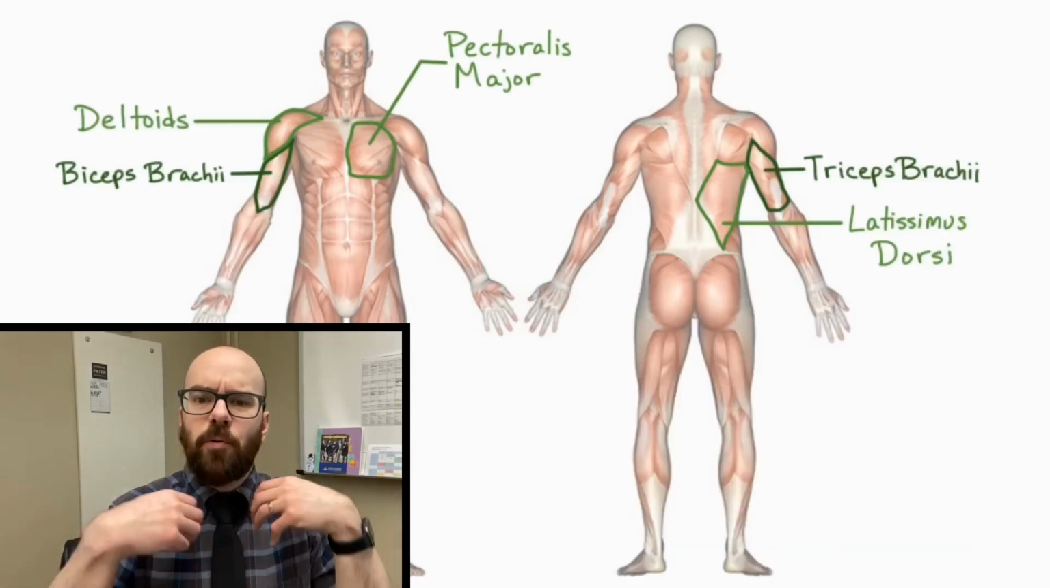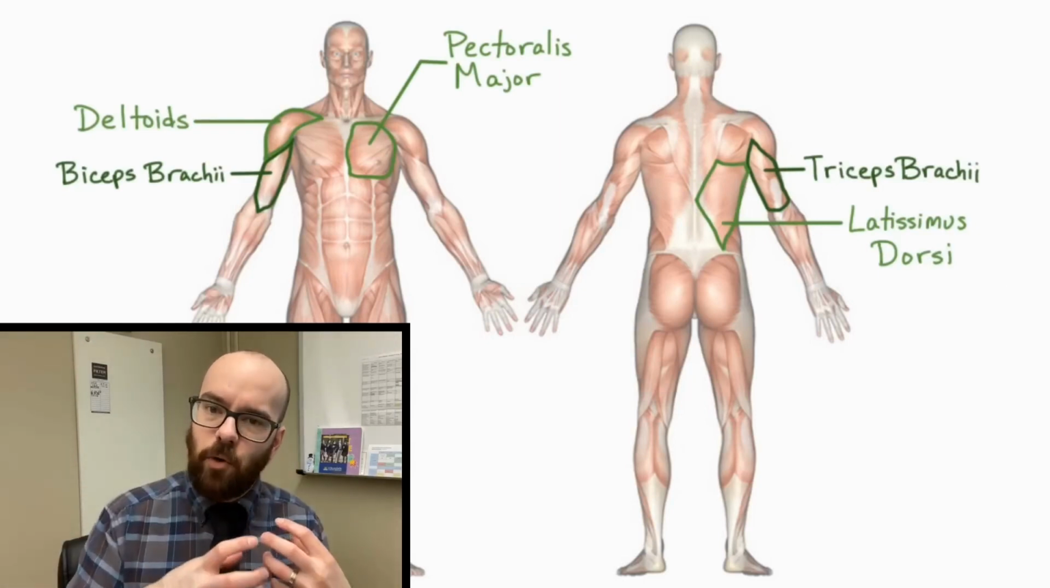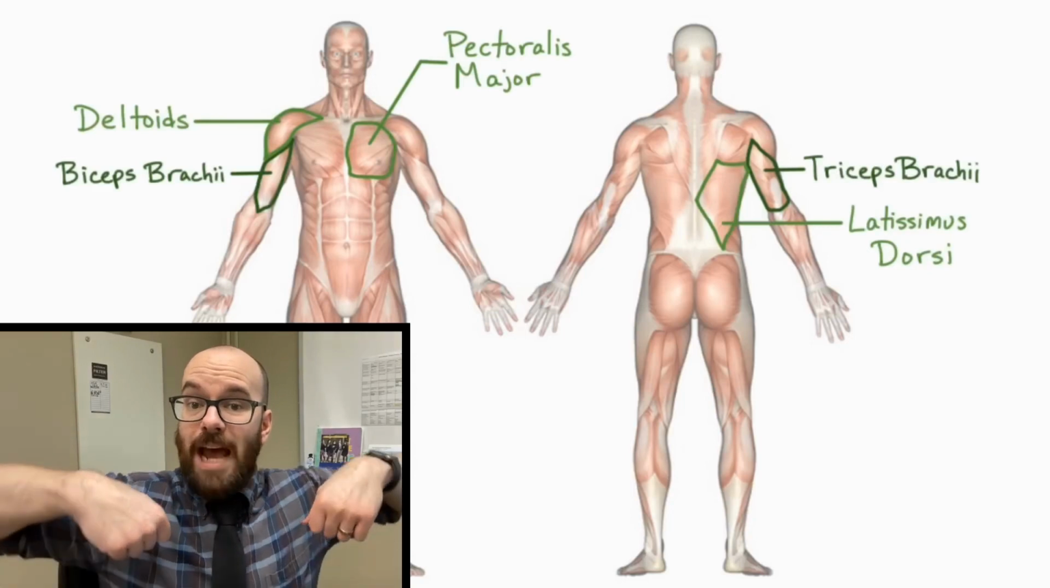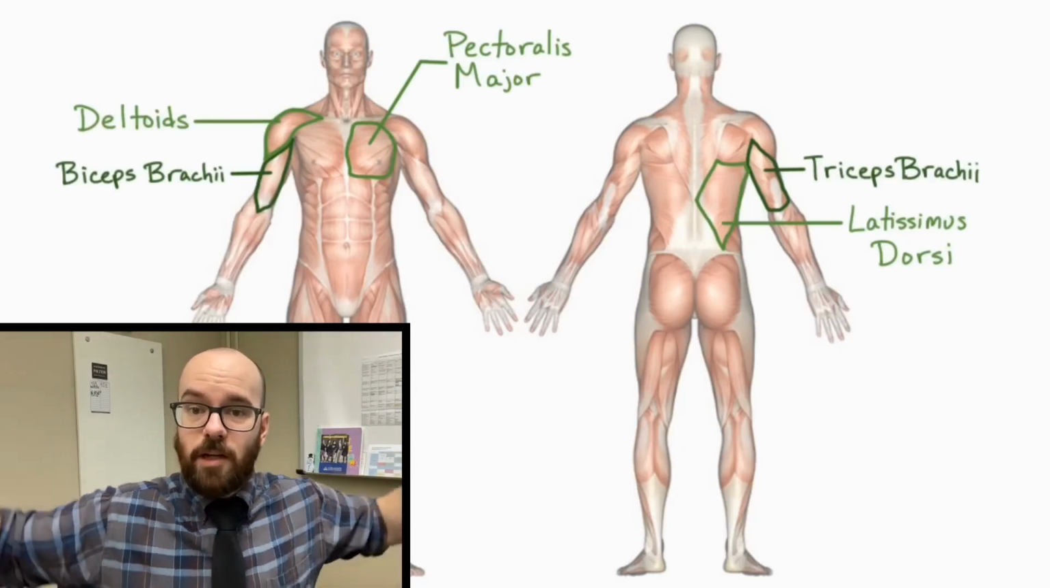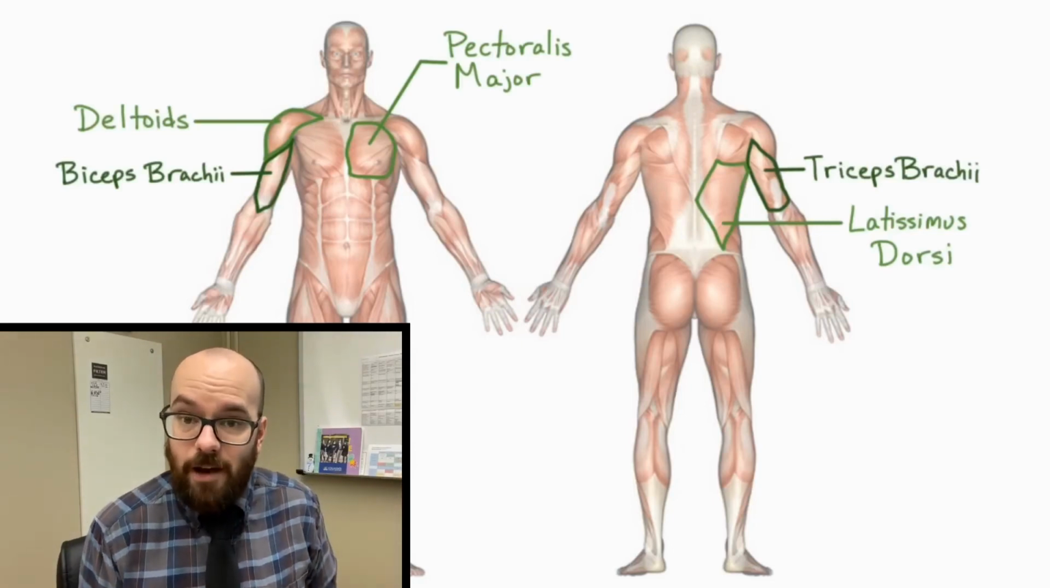Now both of those muscles pull your shoulders down a little bit, either down and forward or down and back. So together they work as the antagonist to the deltoids, which abduct the arm. So deltoids can abduct the arm. Pectoralis major and latissimus dorsi together adduct the arm, bring it back down to the midline.